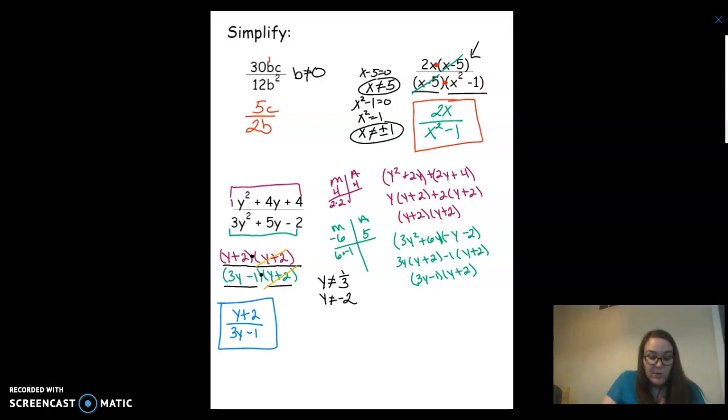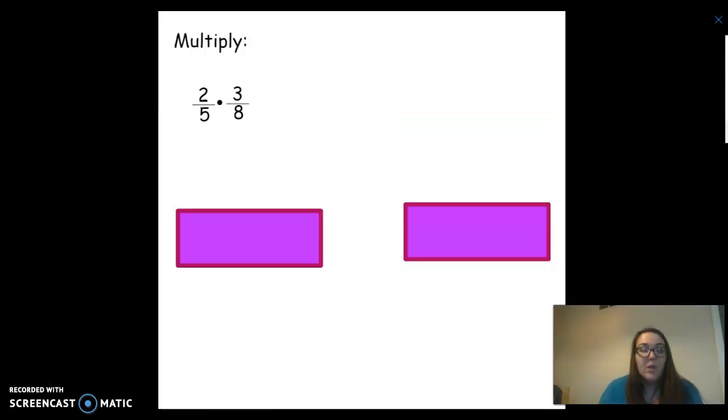Right? So remember, they must be written as multiplication to eliminate them. And then I also need to write down what the y values cannot equal in this question. Okay, so here we go. Now we're going to multiply. Alright, so it's taking the same concept here.